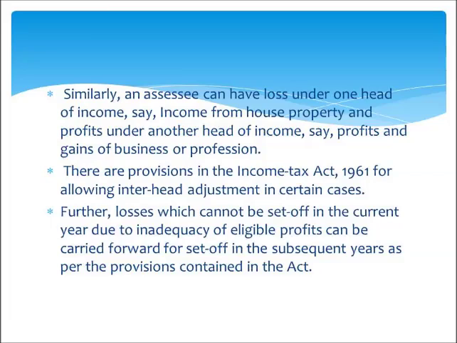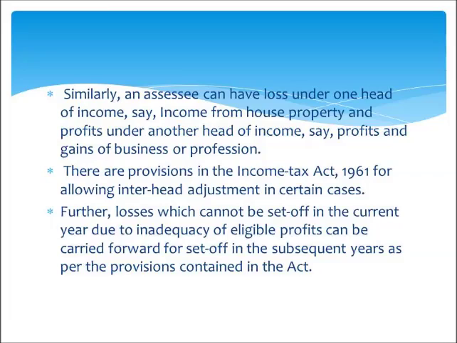Previously we just studied how income from the same head can be adjusted. Now there are provisions in the Income Tax Act which allow adjustment from other heads of income also. Say that the loss from house property can be set off against the profit of the PGBP, like profits which we earn from business or profession. So the Income Tax Act has such provisions.